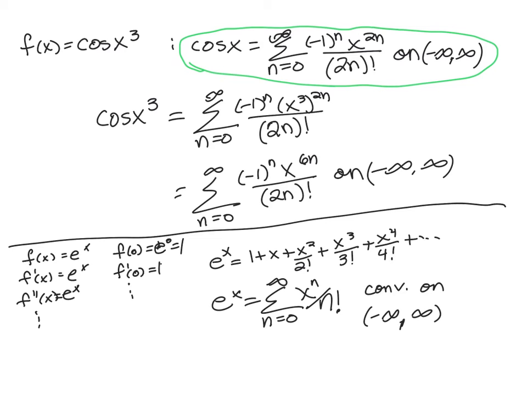Sometimes you'll have numbers. If that had been 3x squared, we would have plugged a 3x squared in here, and the 3 would have been to the 2n power, and the x squared would have been to the 2n power, and we would have gotten whatever that was there.